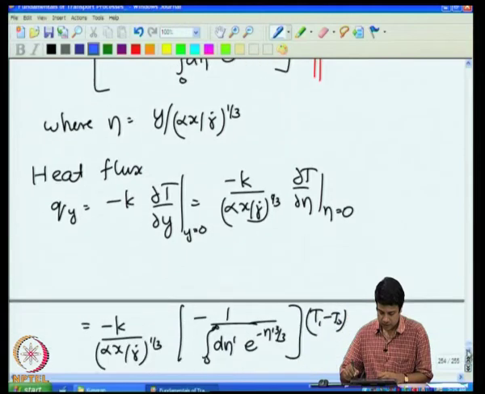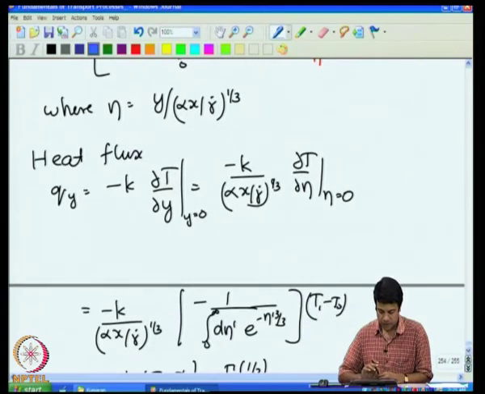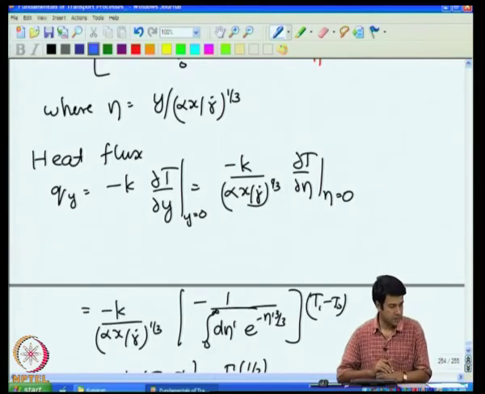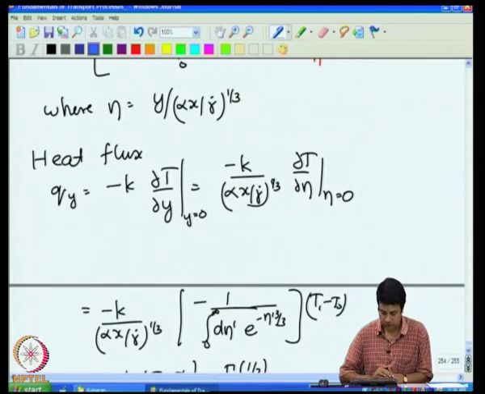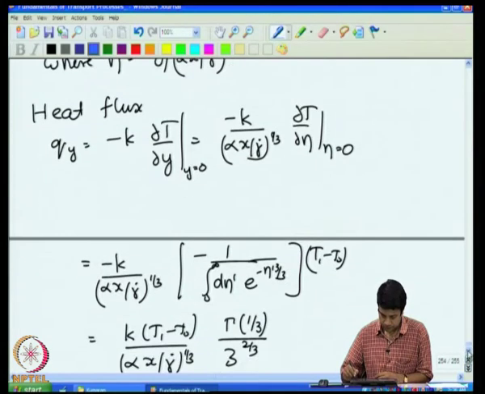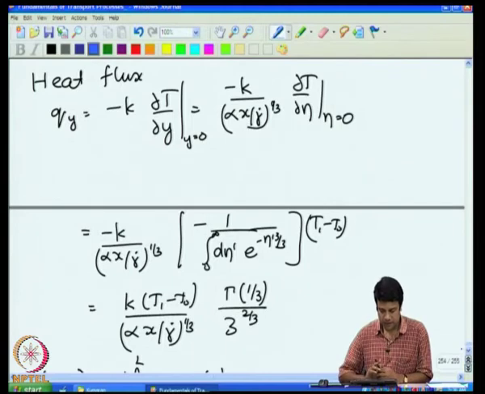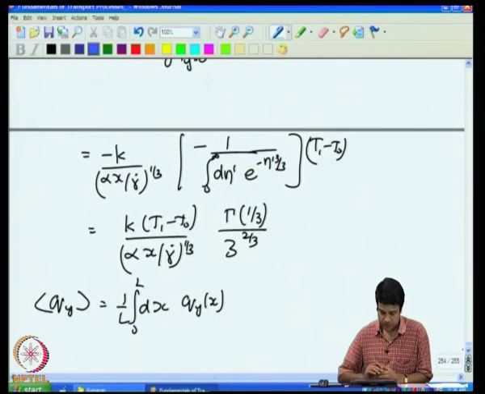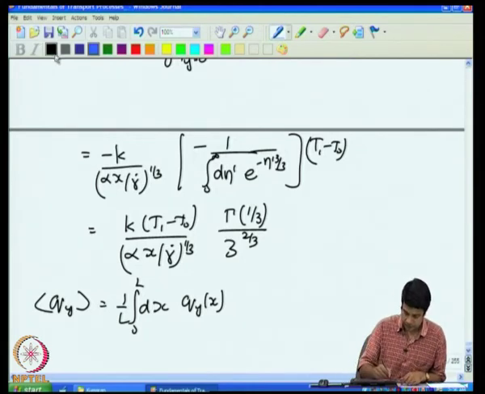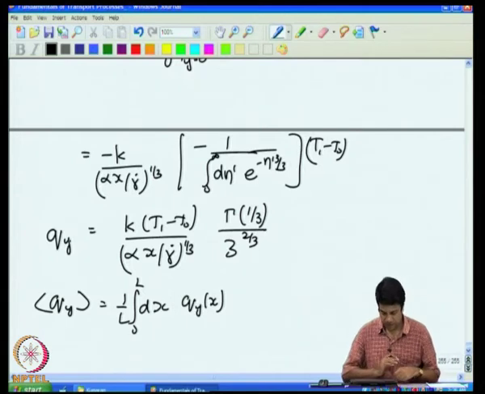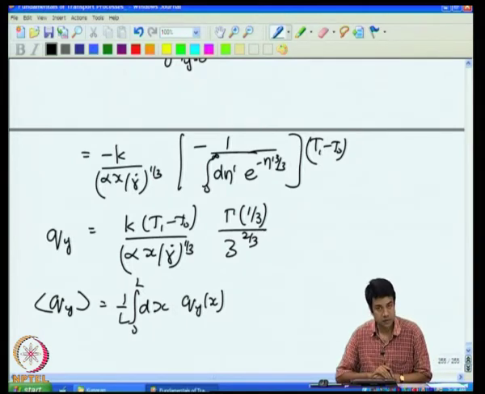The next task is to get the heat flux. I told you that the heat flux is equal to minus k dT by dy at y is equal to 0. That is, the flux that is emerging from the surface is equal to minus k times dT by dy at y is equal to 0. I can express that in terms of eta, because eta is equal to y by the boundary layer thickness. And once I do that, I get an expression for the heat flux at the surface, which goes as x to the power minus 1/3.